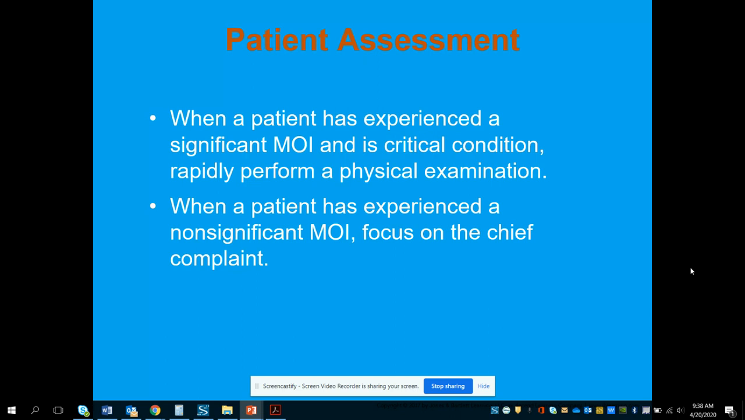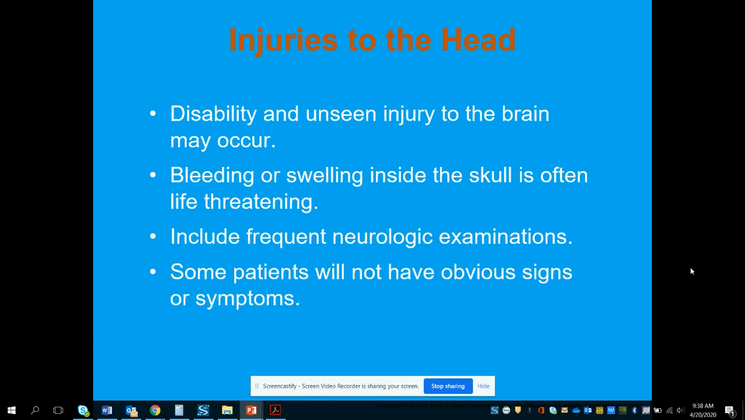need some additional help. So when a patient has experienced a significant mechanism of injury and is in critical condition, we want to rapidly perform our physical exam. If they have experienced a non-significant mechanism of injury, then remember we would be operating under a medical or a focused assessment and focusing mostly on their chief complaint.